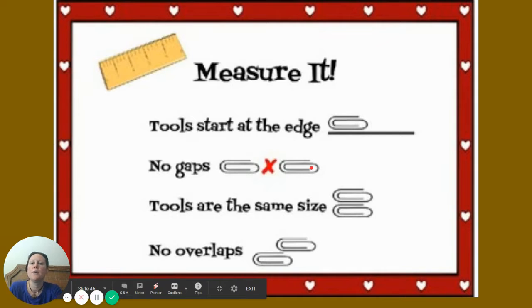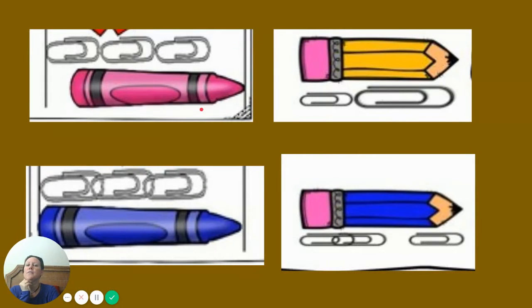Okay, so I'm going to show you guys some examples and I want you to tell me what's wrong with how that person's measuring. Okay, so this one. What's wrong with how that person's measuring the crayon with the paper clips? Anyone see it? Okay, so did they start measuring at the end of the crayon? No, they started like ahead. Look at all this right here. So that was not measuring at the ends.